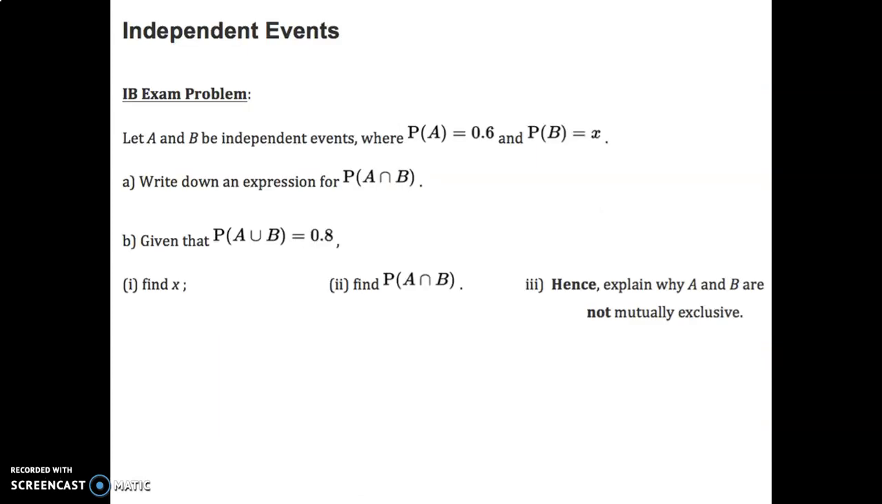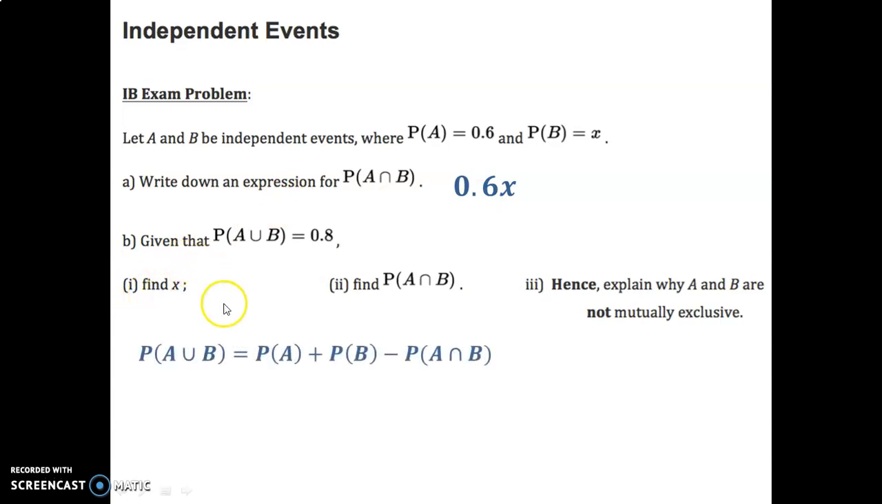All right, try this problem here. Let's start with A. For this one, the expression is 0.6x. Again, it told you the events are independent. Therefore, to find the intersection, all we do is multiply the two probabilities, which is what has been done here. Try B, I, the first one here.